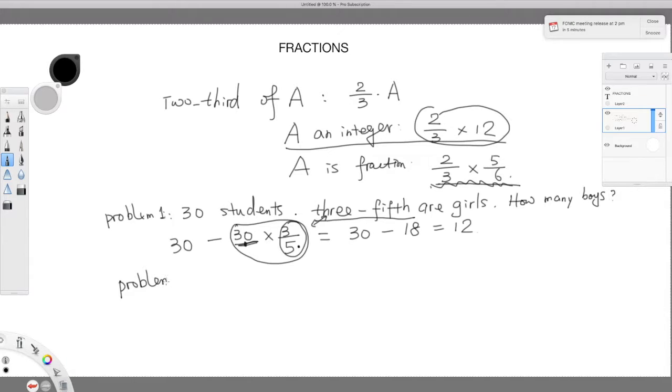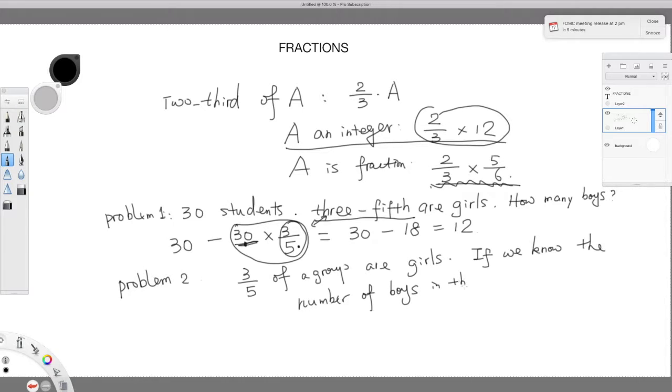Okay, let's have problem number 2. In a group of students, 3/5 of them are girls. So this is kind of the opposite of problem number 1. If we know the number of boys in the group is 24, how many students are there in the group?